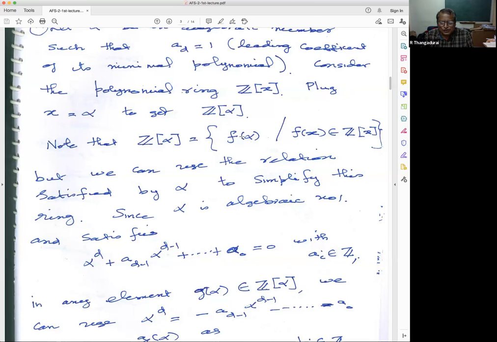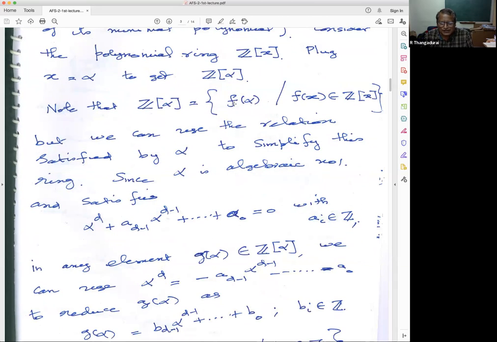So how do we simplify the elements? Suppose alpha satisfies a polynomial of degree d. Then we get the relation with coefficients coming from integers: alpha to the d plus a_{d-1} alpha to the d minus 1, and so on, plus a_0, equals 0.